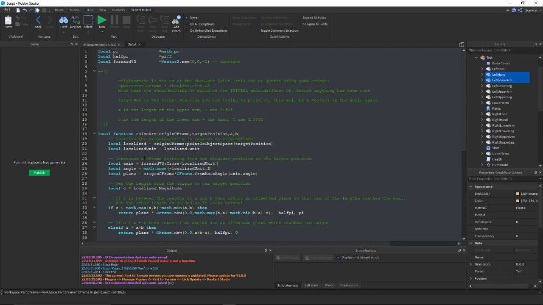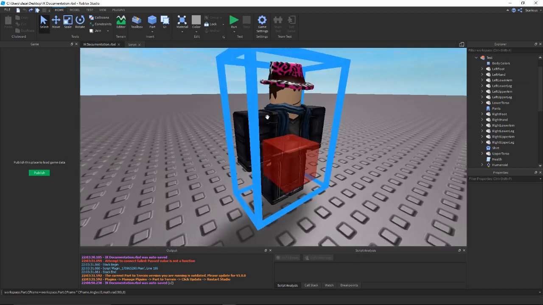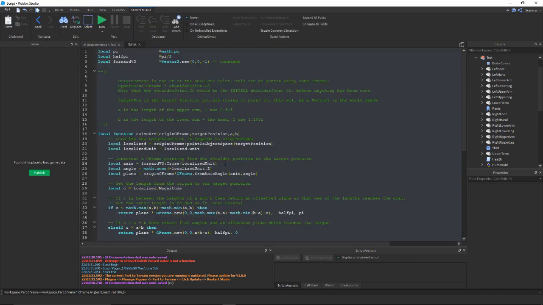Next, we are going to use that to construct a C-frame, which will point from the shoulder position, being in this case the right shoulder, right here, to this target position. We will do that by first getting the axis of that, which we can do by using a forward vector 3, which is just a vector 3 which has 0, 0, -1, 0 being its x, 0 being its y, and -1 being its z. And that will just point forwards. And that's effectively a unit vector.